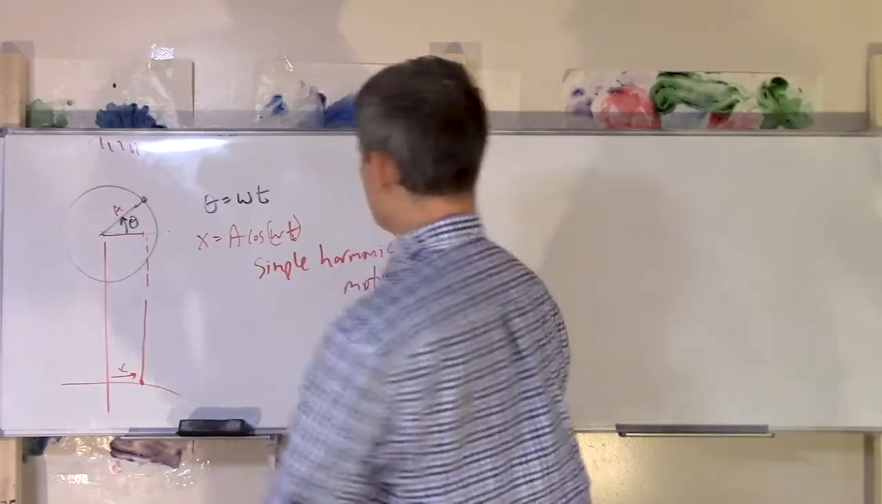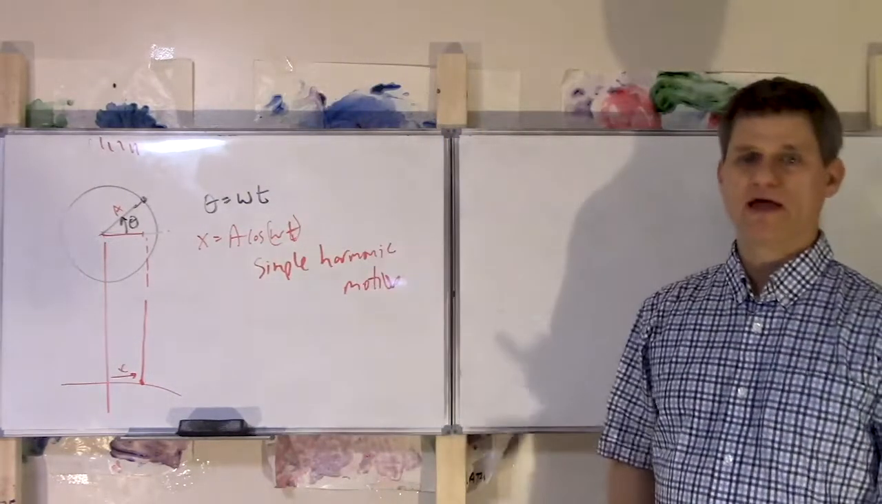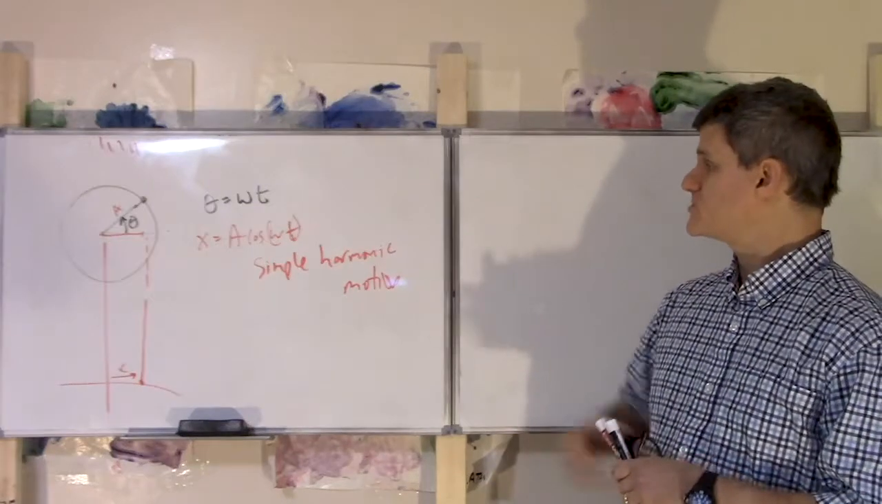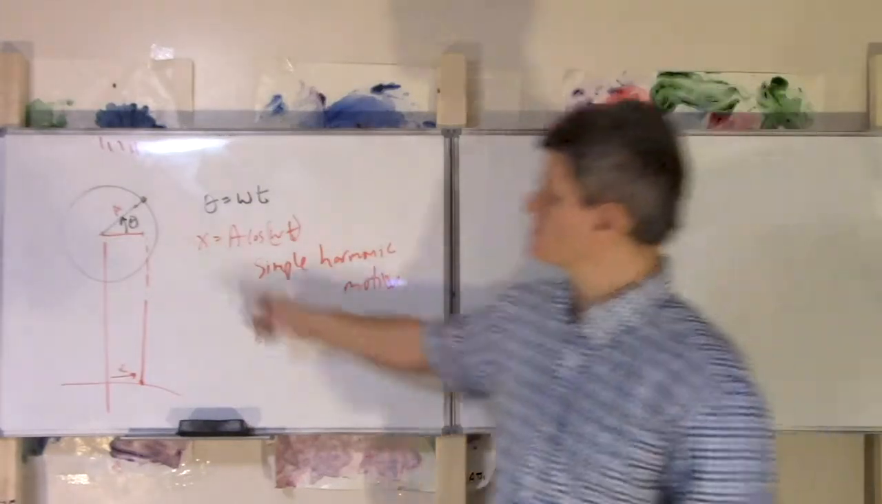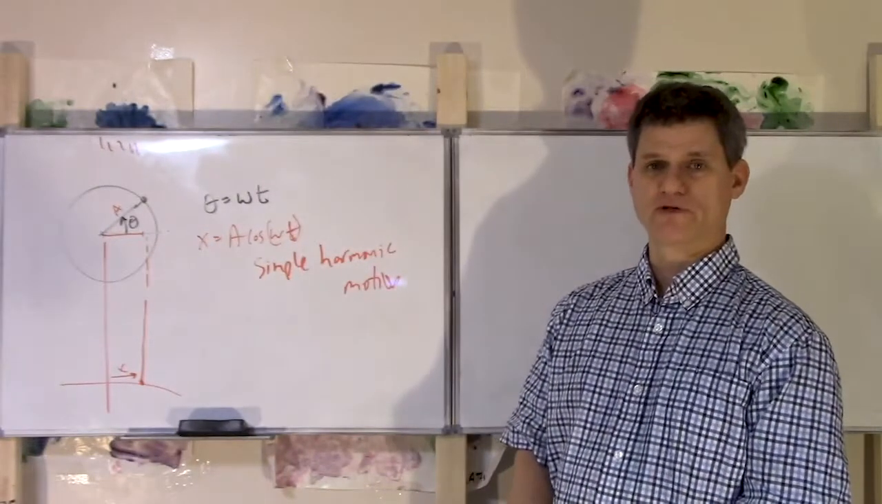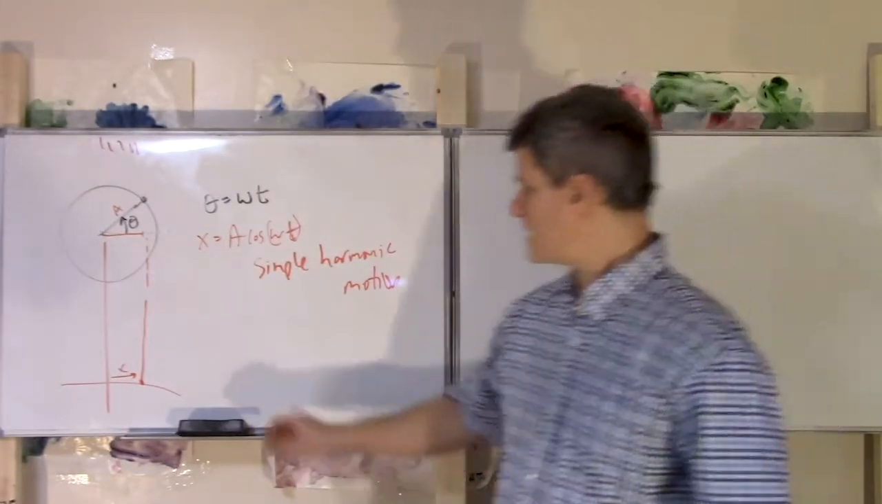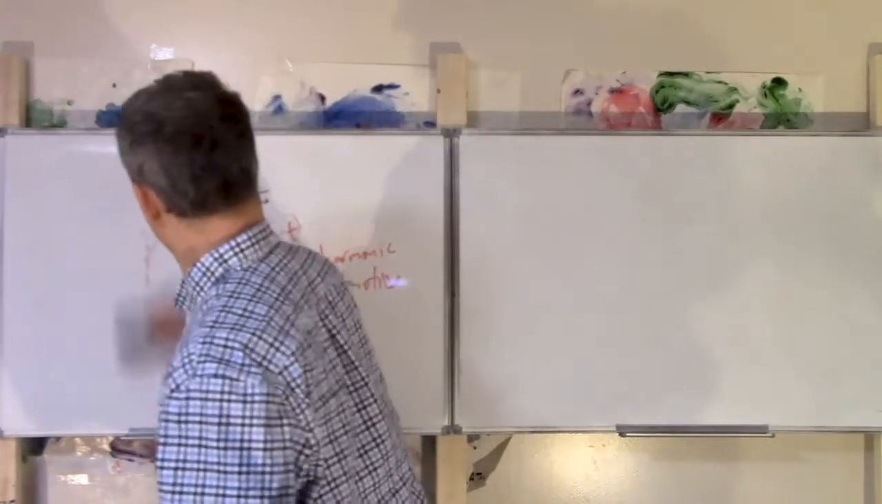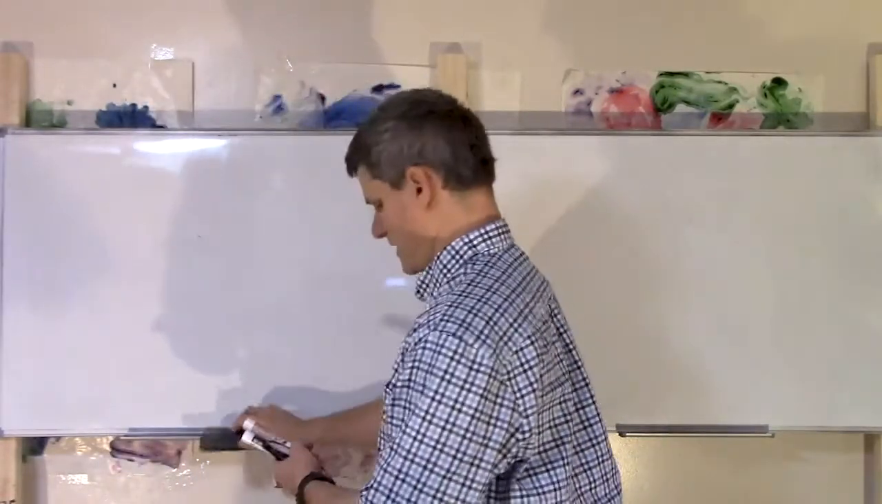That is, if the motion makes a sine wave or cosine wave with respect to time. So simple harmonic motion is related to circular motion because simple harmonic motion is just really the x component of circular motion. So now let's look at what we have for a mass on a spring.